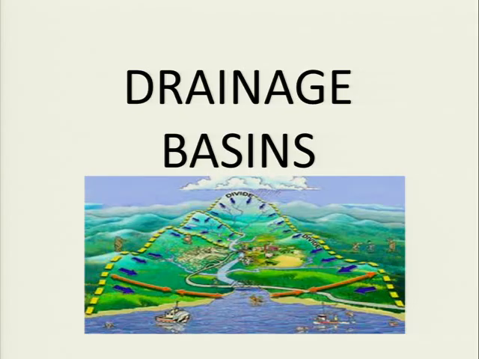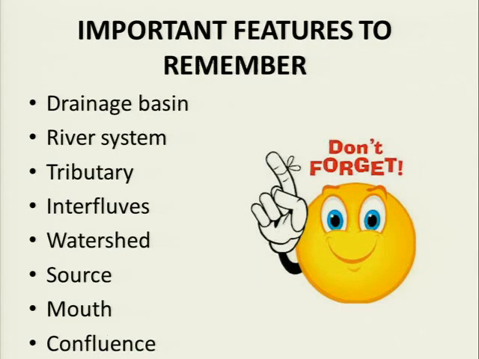Remember, guys, a drainage basin is something that can cover hundreds, even thousands of kilometers. If you look at a great river like the Amazon, you will know that it is in South America and that it covers tens of thousands of kilometers, as well as the Nile River. The features that you will have to remember and be aware of when you have finished with the drainage basin coverage are the drainage basin itself, what is a river system, what is a tributary, what are the interfluves, the watershed, the source of the river, the mouth of the river, and the confluence.